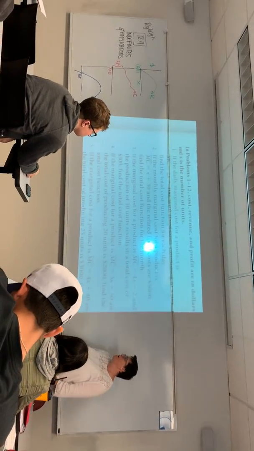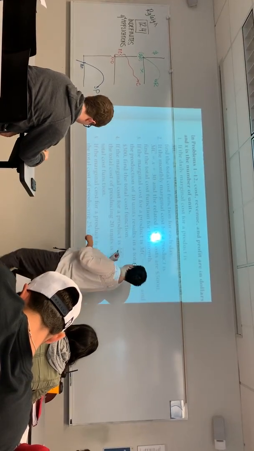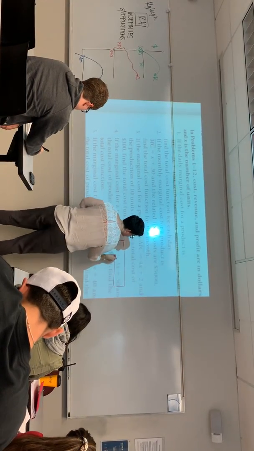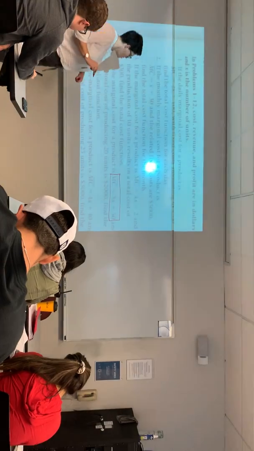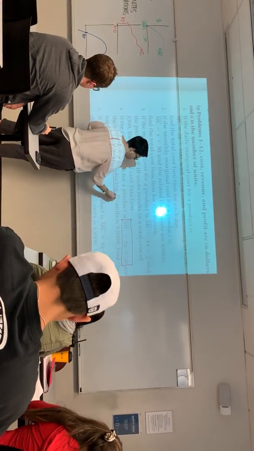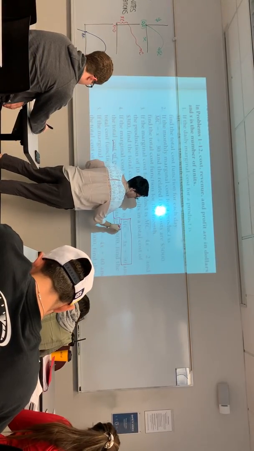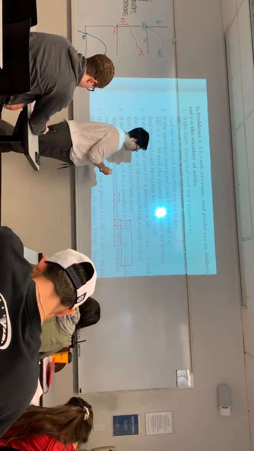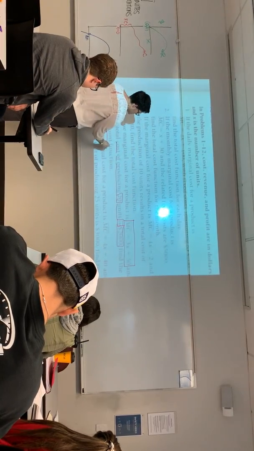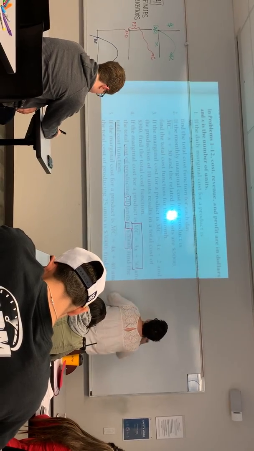Let's look at number 4. If the marginal cost for a product is marginal cost equals 3x plus 50, and the total cost of producing 20 units is $2,000, and we're asked to find the total cost function. So we're looking for total cost.